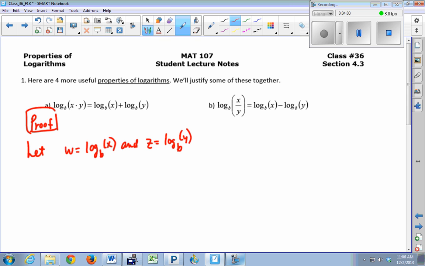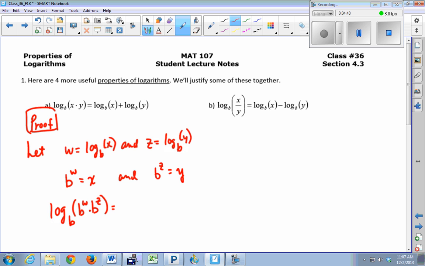Okay, so what that means is I can now take this log form and I can rewrite it as exponential form. So w equals log base b of x means my base is b, my exponent is the answer to my log, so b to the w is equal to x. And similarly over on this side, we have b to the z equals y. So now I go back to the left-hand side of my equation, and where I see x and y, I replace it with b to the w and b to the z. And somehow I have to make the left side equal the right side. So let's see how this helps us.